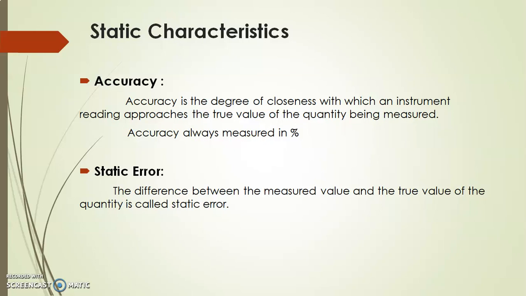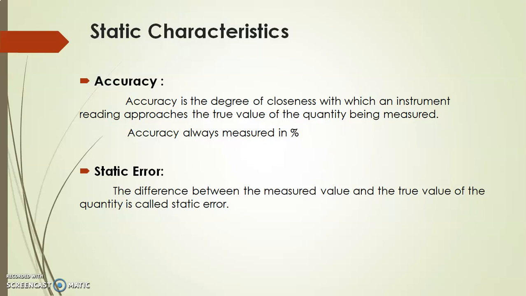The measuring instrument is always compared with the standard instrument, that means always compared with the true value. Accuracy is always calculated or measured in percentage. You can say 98% accuracy, 99% accuracy, 100% accuracy, like that.